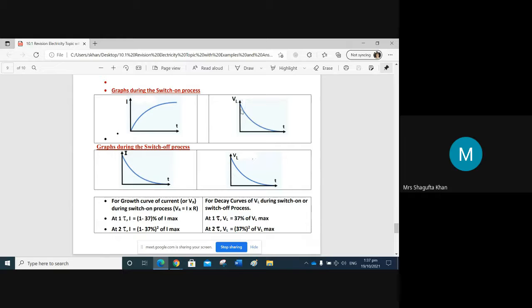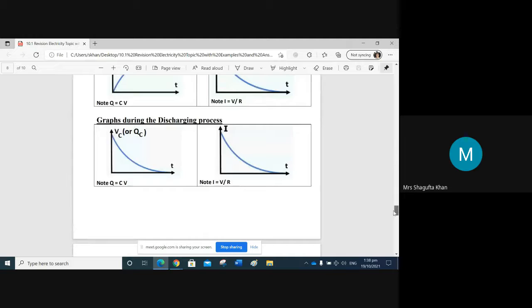Now, how much will be the voltage across the inductor after one time constant? That will be 37%, same as we had for the capacitors. For decay curves, remember, it's the 63% change, increase or decrease. So a 63% decrease means it will be 37%. How much will the current in the circuit be after 1T? It will be 63%. It has changed by 63%. So that is the switch on process.